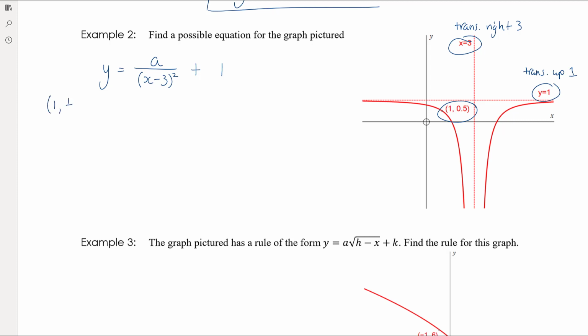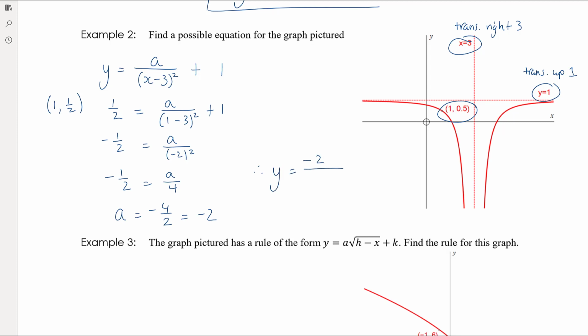So the point is (1, 1/2), or 1.5. So that is when y equals 1/2, x equals 1. Maybe let's take away 1, so that's -1/2. And then we've got a over 1 minus 3, which is -2, squared. So we've got -1/2 equals a over 4. Multiplying both sides by 4, a is going to be -4/2, and so that's -2. And so therefore our equation is -2 over x minus 3 squared, plus 1.